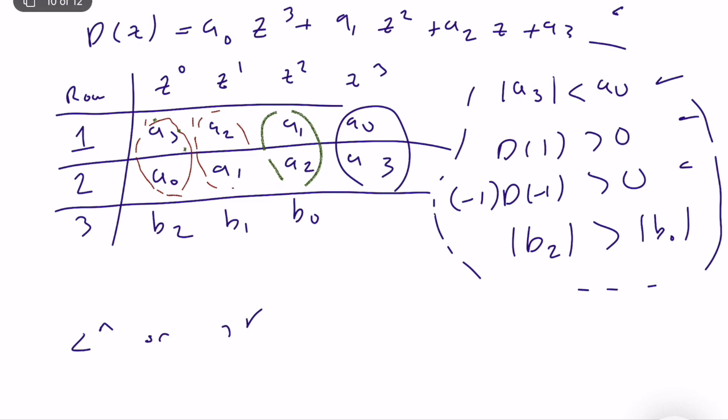In the next video, I will talk about the general Jury table, because it's a lecture and I still need to talk about that, and we will see how complicated it can get for higher order systems. We will solve examples, and later I will talk about the bilinear transformation and the Routh-Hurwitz based stability test.